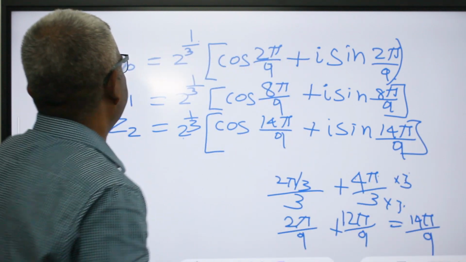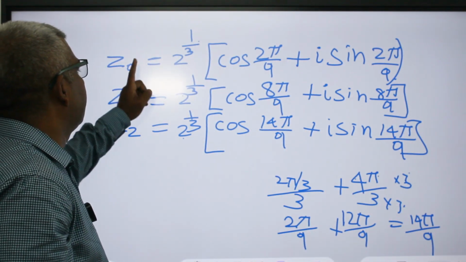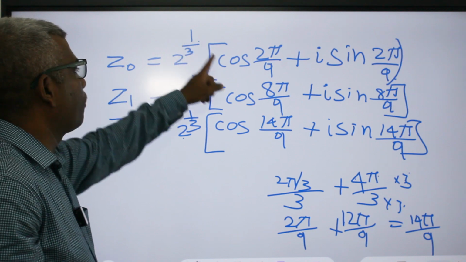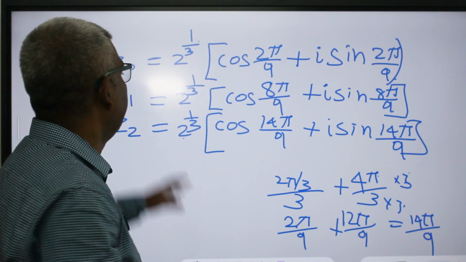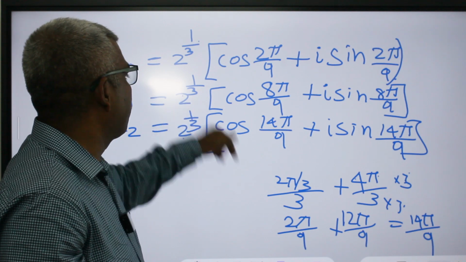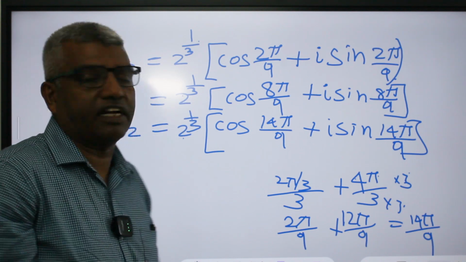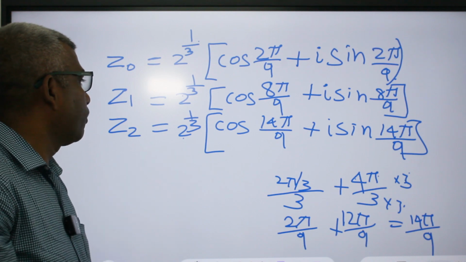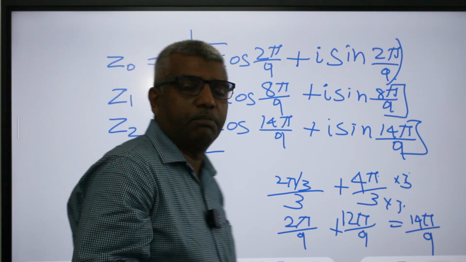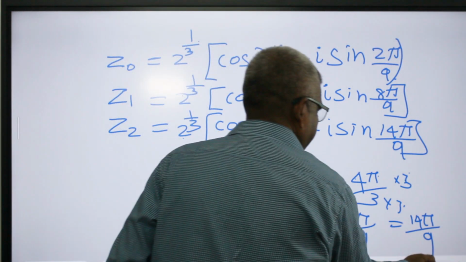These are all the three roots. z0 equals 2 power 1 over 3 cos 2 pi over 9 plus i sin 2 pi over 9. z1 is 2 power 1 over 3 cos 8 pi over 9 plus i sin 8 pi over 9. z2 is 2 power 1 over 3 cos 14 pi over 9 plus i sin 14 pi over 9.